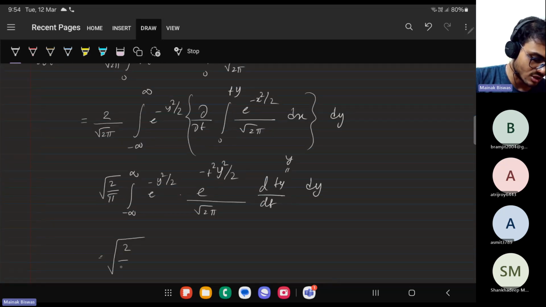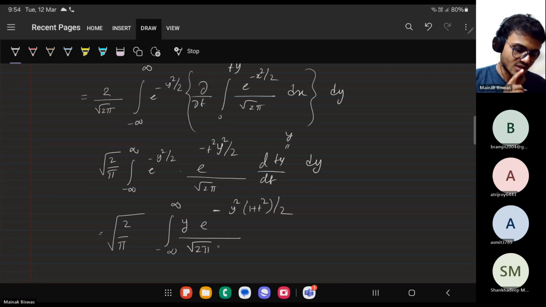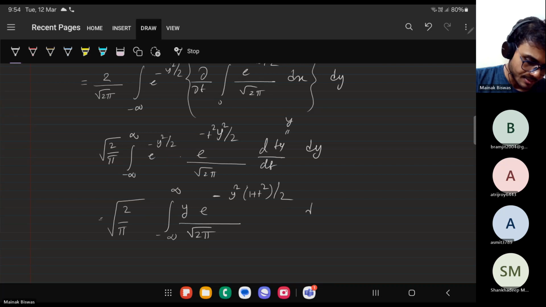Now can you solve this integration or not? Minus infinity to infinity, e to the power of minus y squared times (1 plus t squared) by 2. Yes or no? Correct? Is it right? I think it has not come up yet on the screen. Now it is correct, right? Good. So now tell me, can I integrate this?